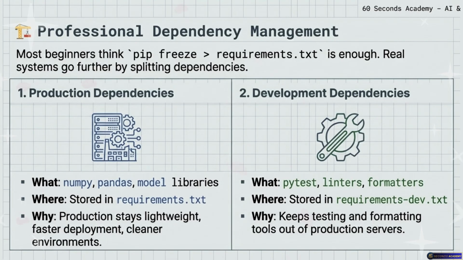Makes sense. Second, you have development dependencies. These are the tools you use while writing and testing the code, like PyTest, linters, formatters. But they're completely unnecessary for running the finished application. Right. These belong in a separate file, typically named requirements-dev.txt. But why does this separation matter so much once the code leaves my laptop? I mean, if the server has a little extra storage space, why not just send all the development tools over anyway? Because in an industry environment, keeping production lightweight is crucial.